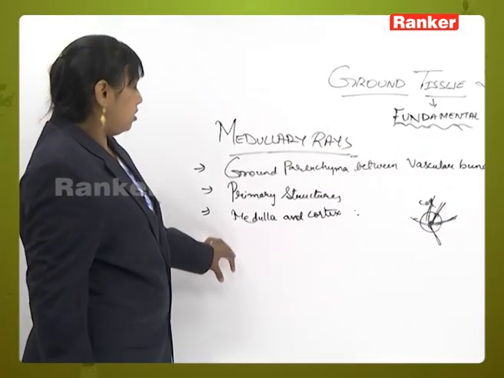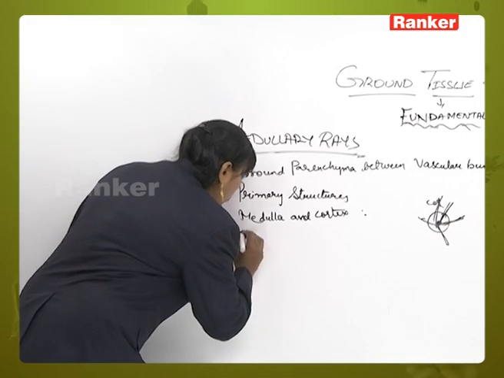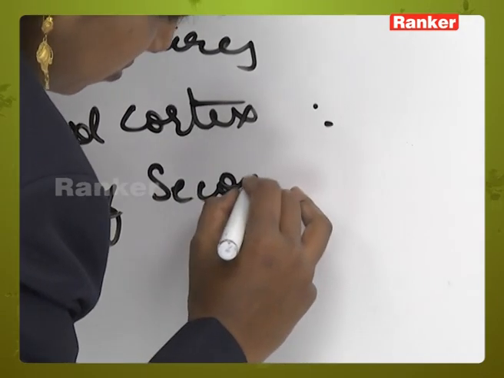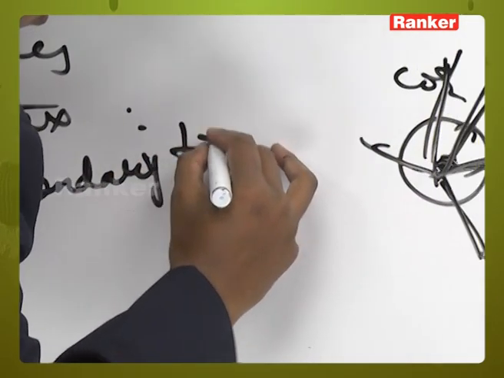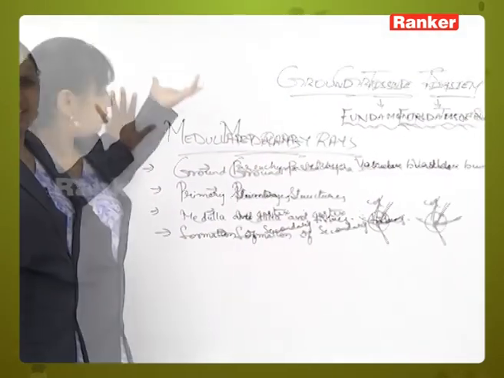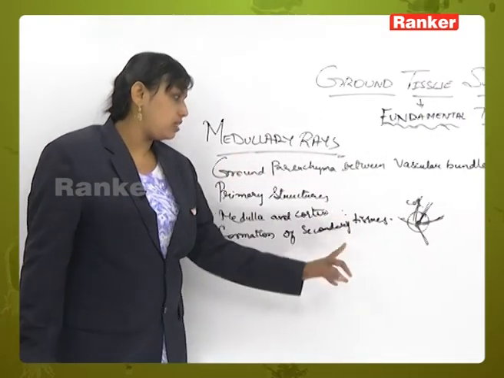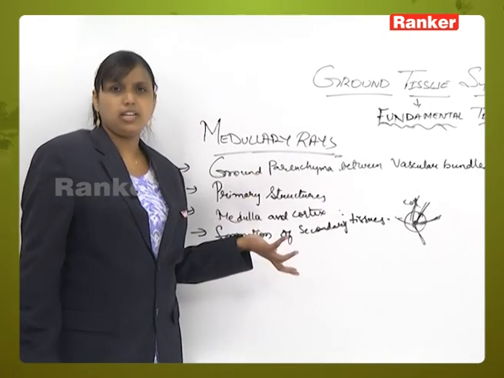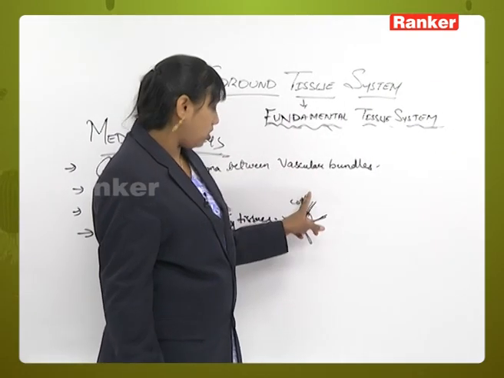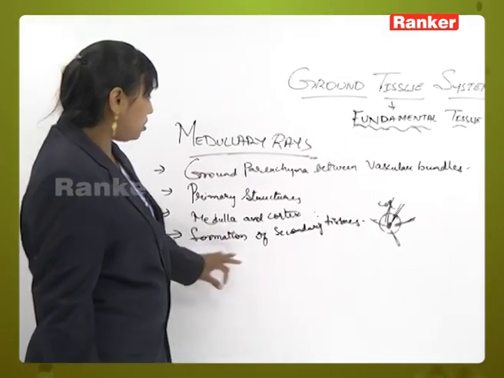Medullary rays are also helpful in the participation in the formation of secondary tissues. There is not much more to say on medullary rays. These are the ground parenchyma which are present between the vascular bundles like this, and they also occur as a primary structure. These are a barrier or a section in between the cortex and the pith, and they participate in the formation of secondary tissues.